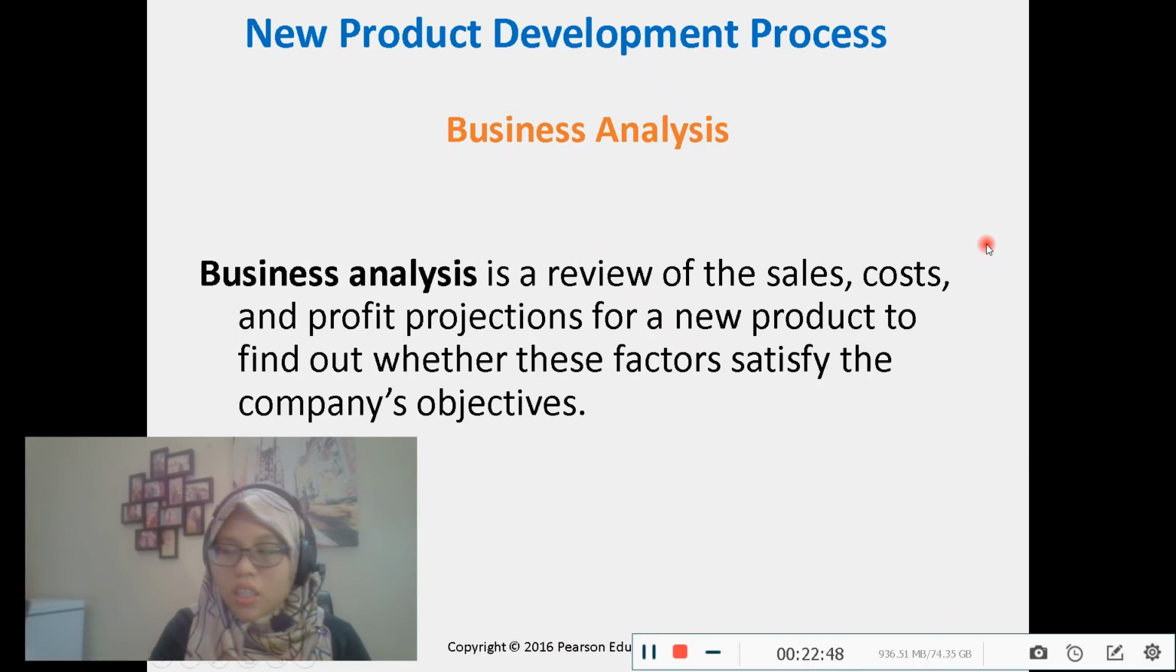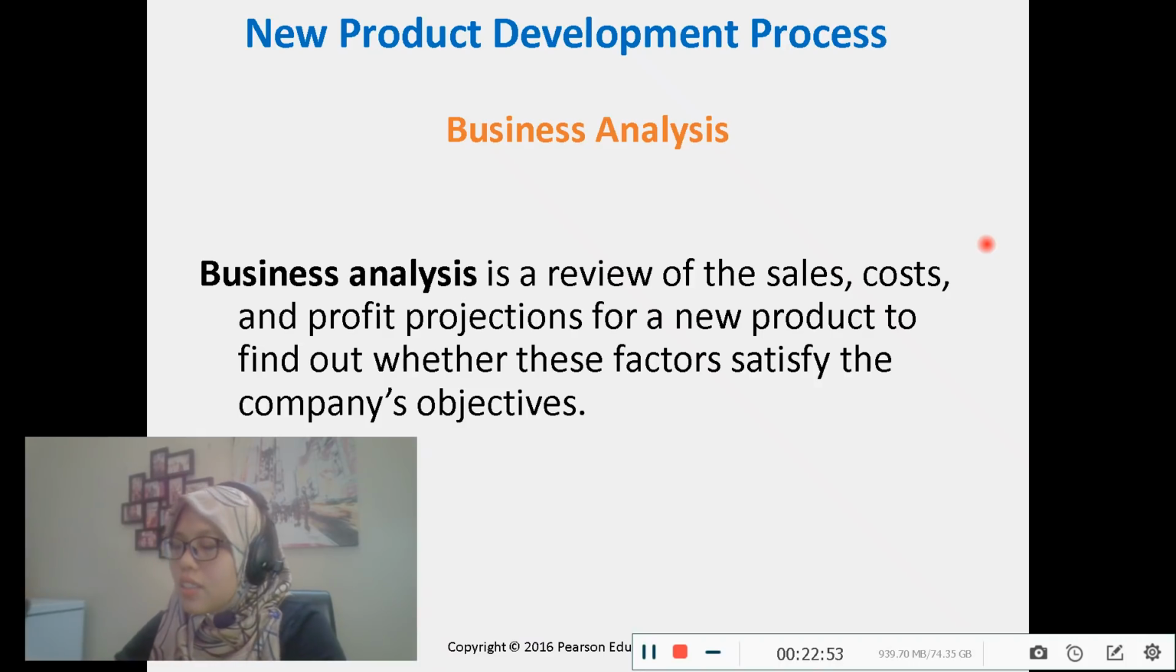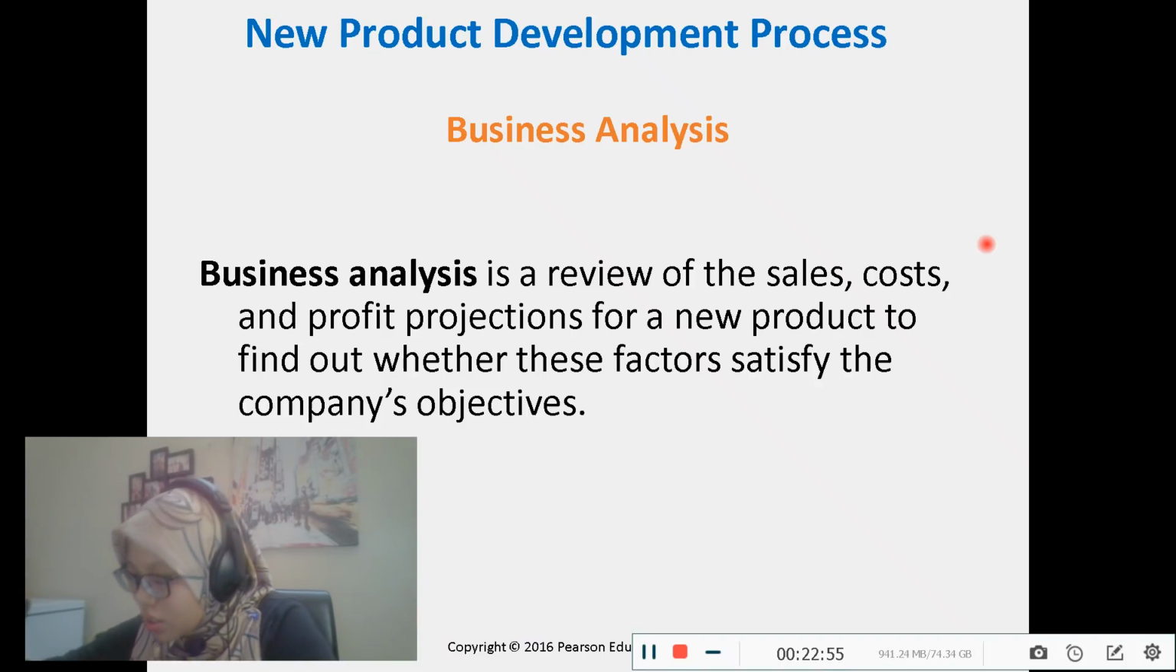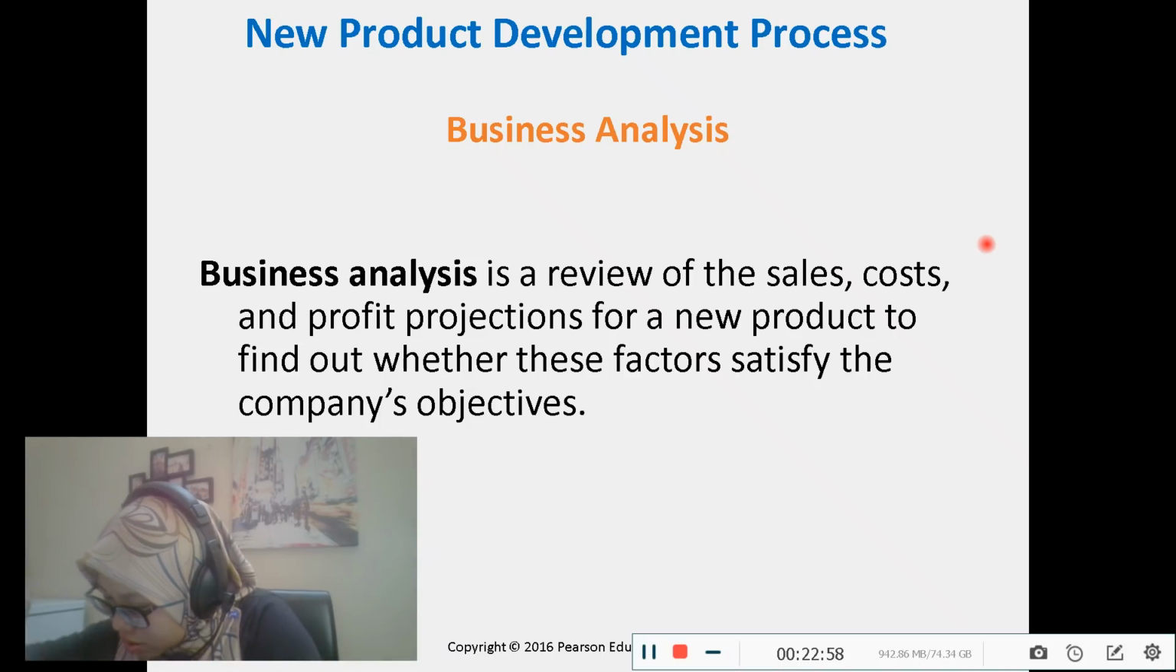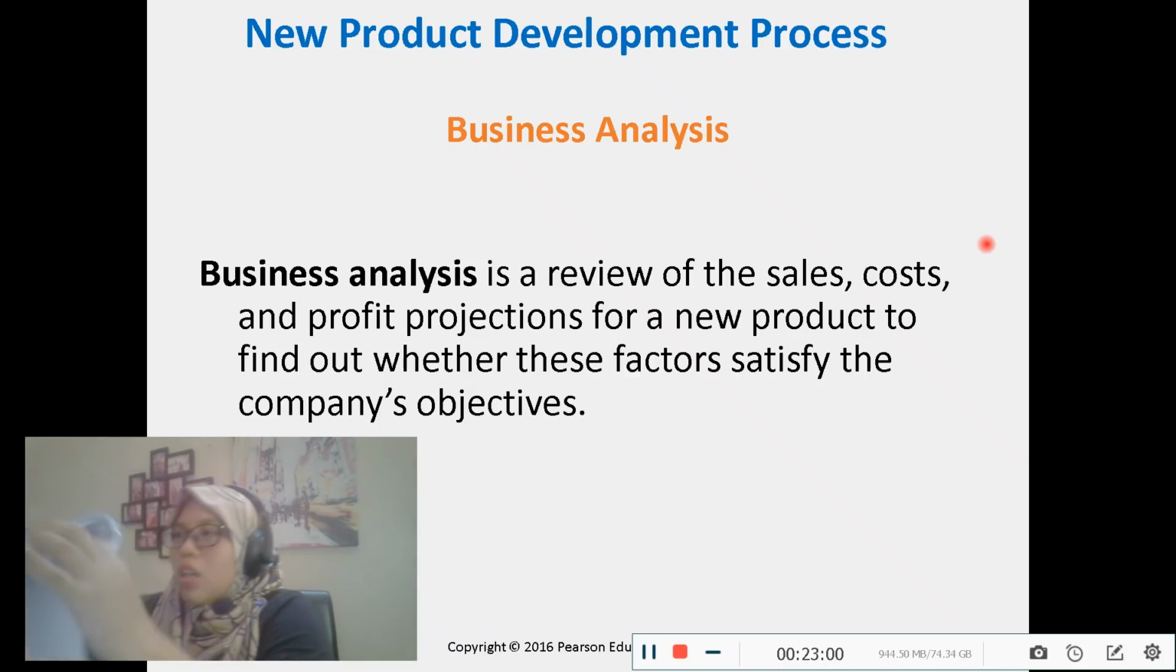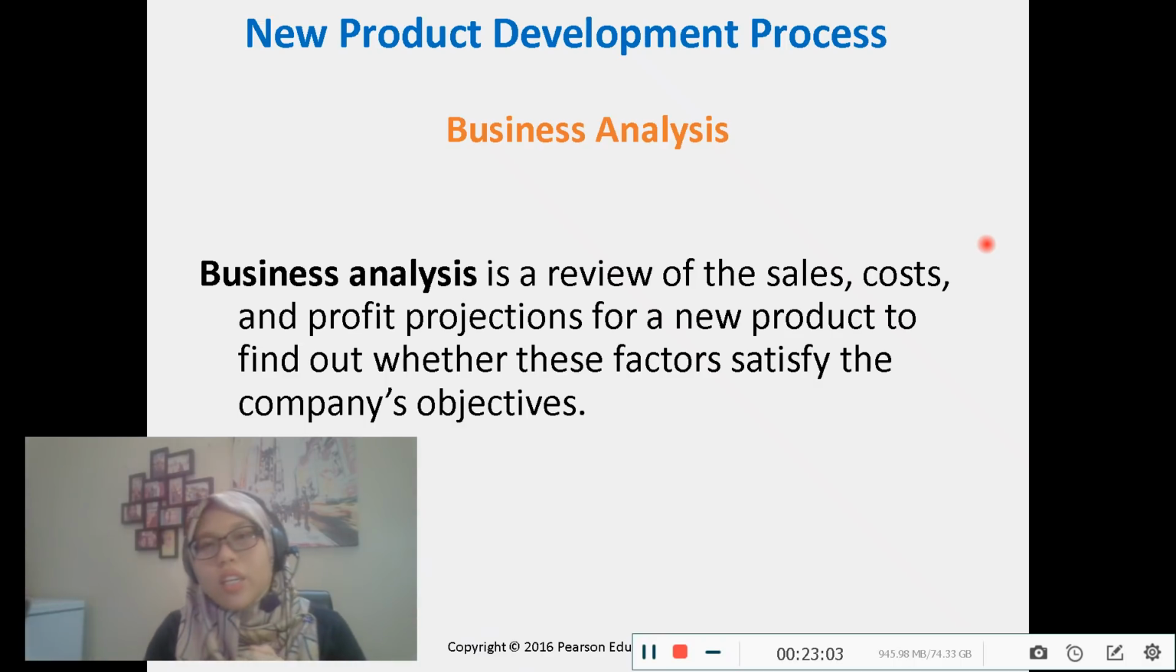Business analysis. Yang ini, sorry. Sebab dalam business analysis ni, okay, the most important thing is you have to review the sale cost and profit projection for a new product. Okay, so when you want to review the sales, the profit, the sales cost and profit, you are actually try to analyze the attractiveness of the new product.